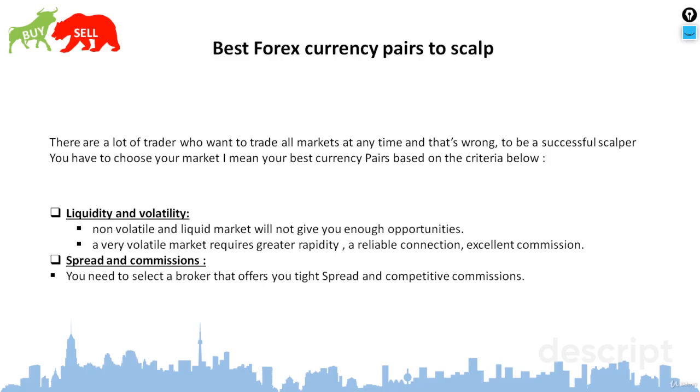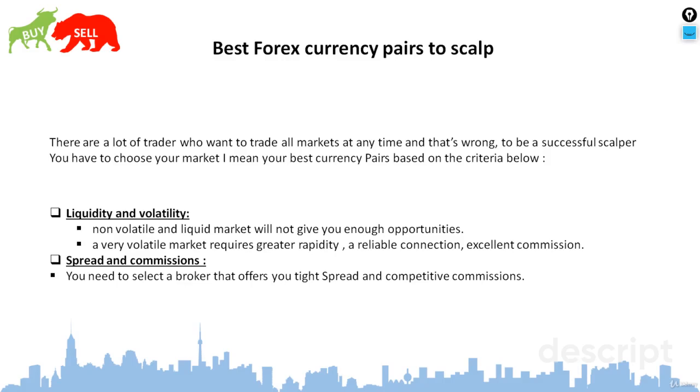The first criterion is liquidity and volatility, because if you choose a currency pair that is not liquid or volatile, you will not have opportunities to scalp. A non-volatile and illiquid market will not give you enough opportunities. A very volatile market requires greater rapidity, a reliable connection, and excellent commissions.